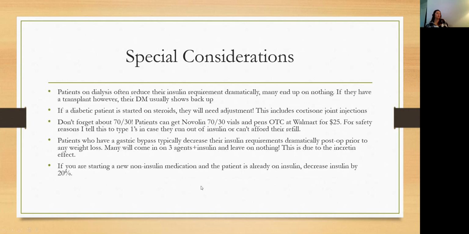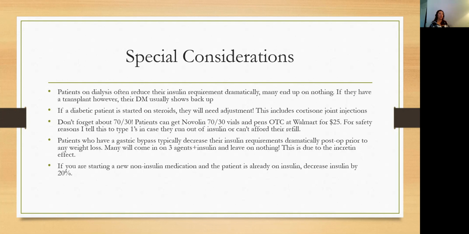And then just some special considerations. These are just things that most people don't know. Patients on dialysis usually will completely reduce or eliminate their need for insulin or medications. It's pretty interesting. Once they start hemodialysis, all of a sudden they feel like they don't have diabetes anymore. But then if they get a kidney transplant, their diabetes shows back up. So just something to know.